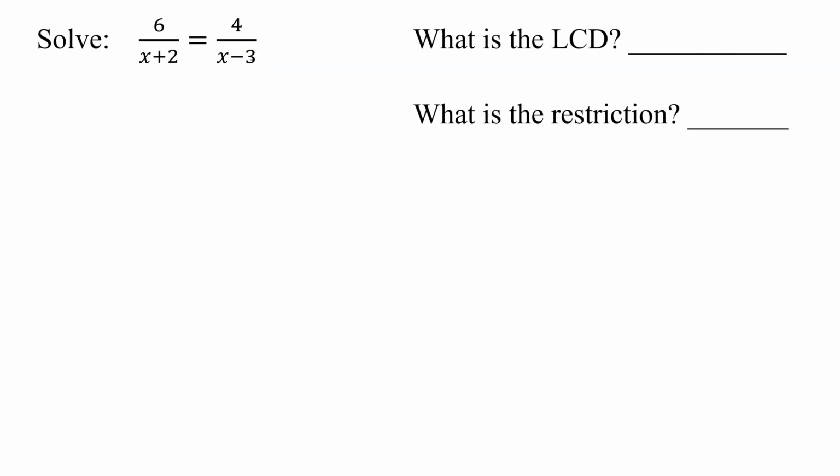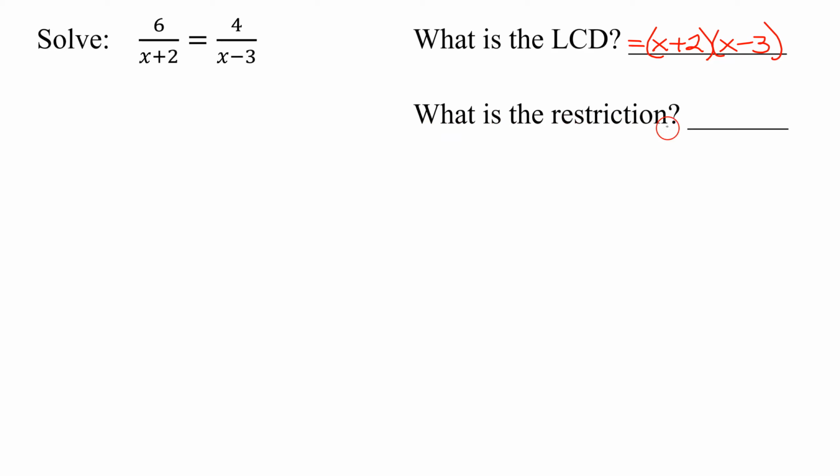So to find the LCD, you go to your first denominator, and you know you have to have that in your LCD. So you put x plus 2 in your least common denominator. Go to your next denominator, x minus 3. Do I have an x minus 3 over here? No. So you just multiply the x plus 2 by x minus 3. So that is the least common denominator.